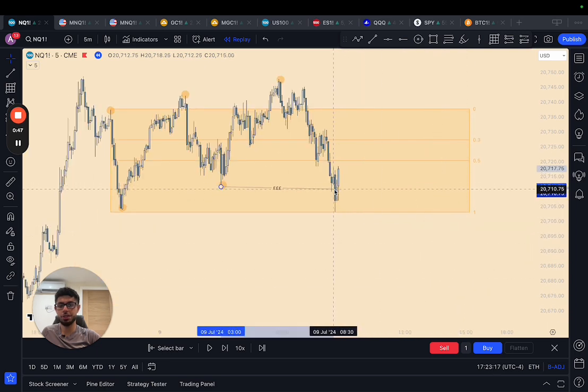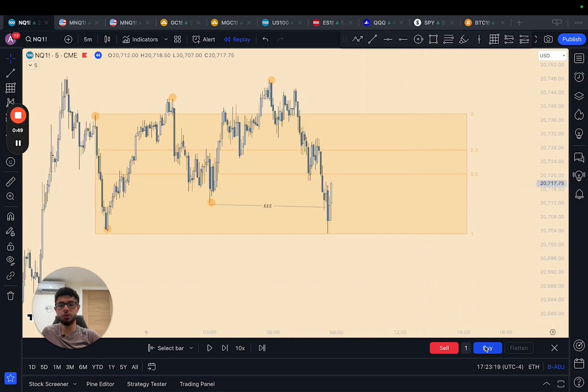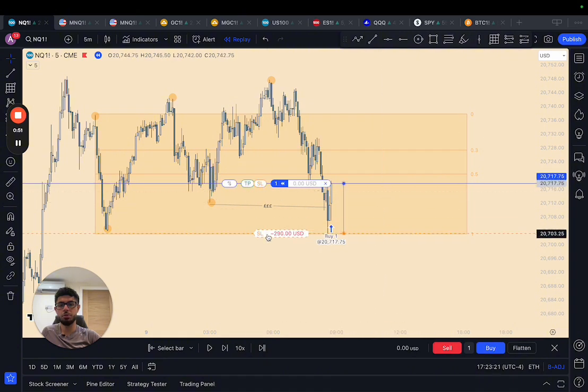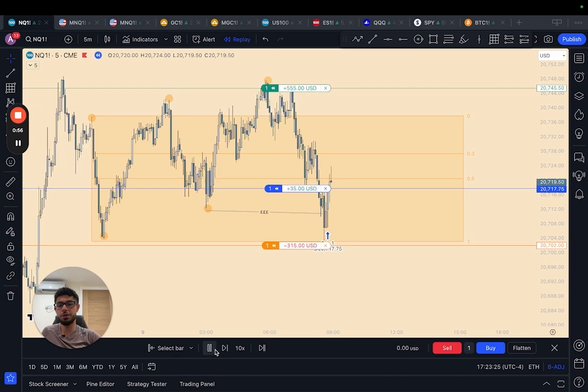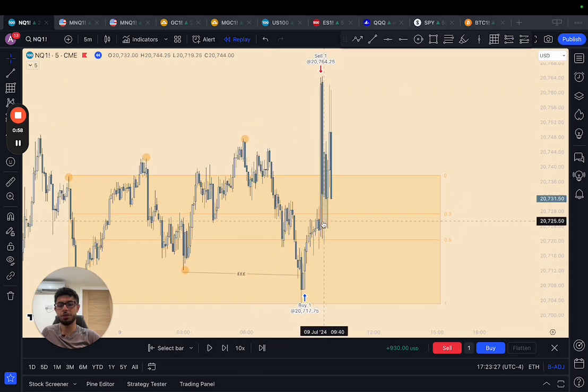Perfect. So that is our 6, which is our entry model. So we're going to buy there, stop loss below, and just target the high we came from. Play that out. Perfect. So that was market open. You could have caught an absolute banger.